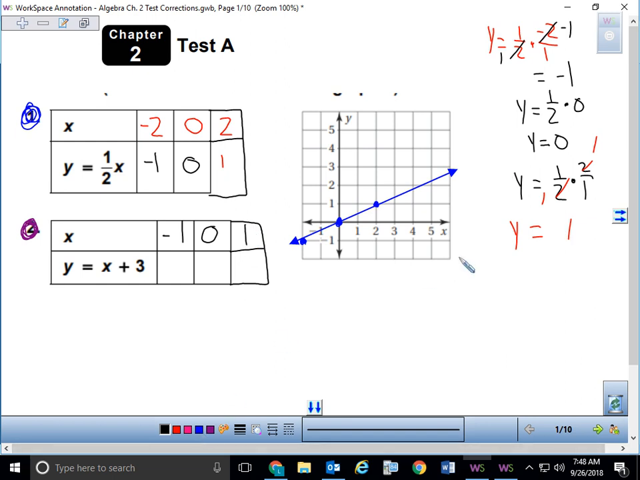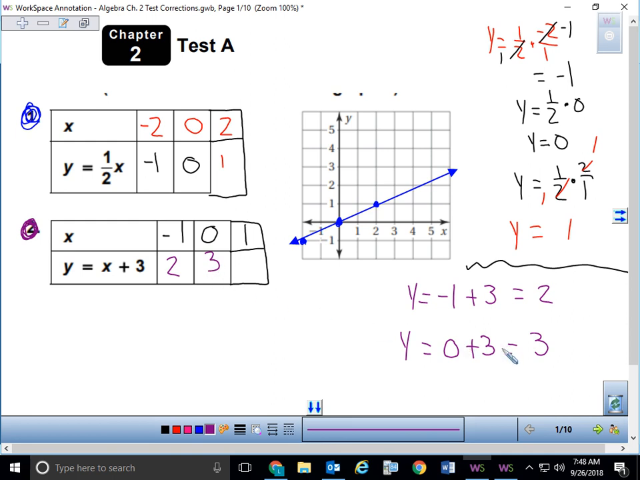So, same idea, I'm going to do a little squiggle line here and plug in my values to get the y. First one, I have y equals, instead of x, I plug in -1 plus 3. -1 plus 3 is +2. Second one, y equals 0 plus 3. Well, anything plus 0 is just that number, so I have +3. Last one, y equals +1 plus 3, which is 4.